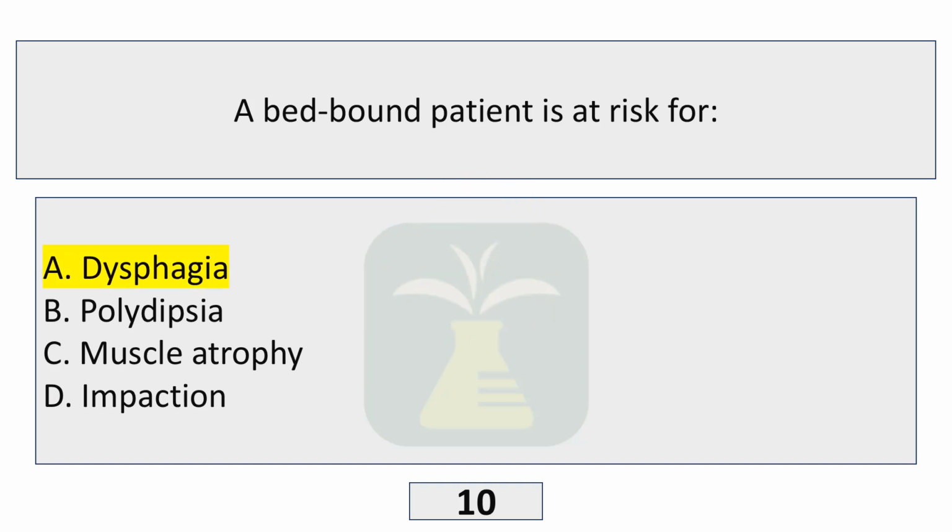Correct answer, C. Muscle atrophy. Immobility leads to muscle wasting. Range of motion exercises are crucial.